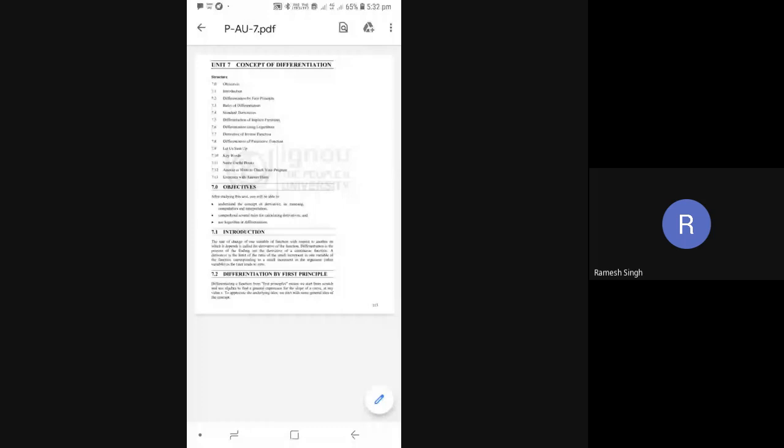Now come to differentiation. Differentiation is nothing but all the formulas, you have to learn them by heart. Whatever formula will be given, you have to learn it by heart. And differentiation of a function from first principle, starting with the first principle. Definition, you go through it.